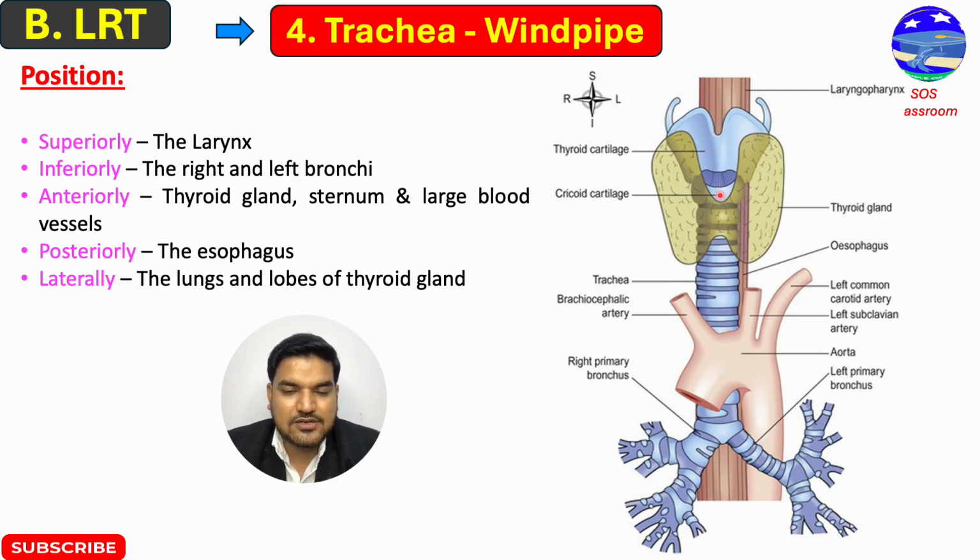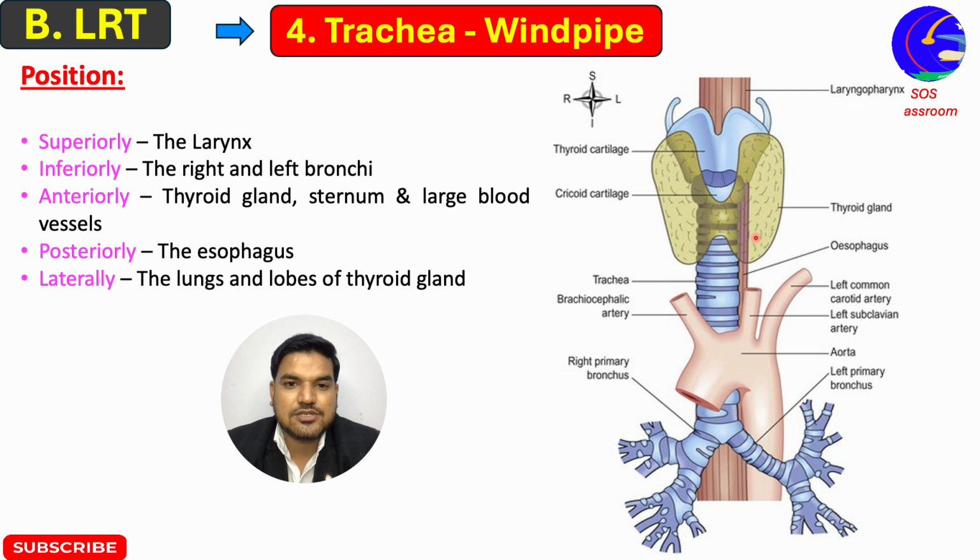Anteriorly, just in front of the trachea, is the thyroid gland. Next is the sternum, and large blood vessels, meaning the aorta and subclavian arteries. So these are the large blood vessels in front of the trachea. Posteriorly is the esophagus, and laterally the right and left lungs and the lobes of the thyroid gland, the right lobe and left lobe.